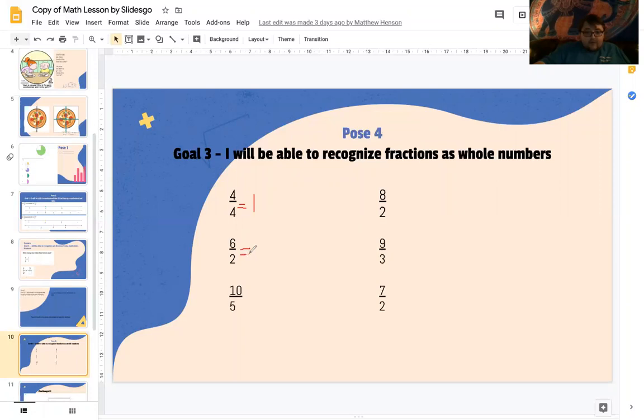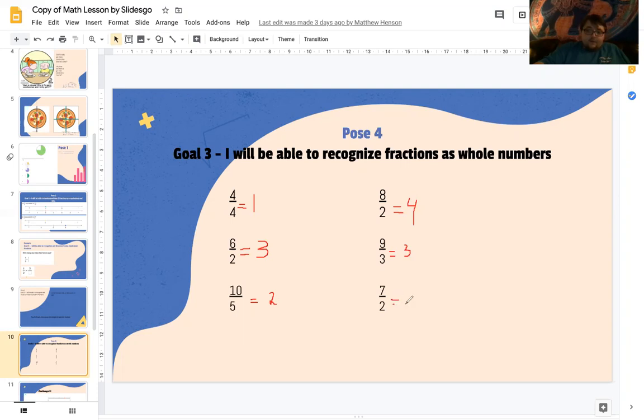Now, when your numerator is larger than the denominator, you can just divide it. So 6 divided by 2 equals 3. Whoa, let me actually rewrite that one. All right. 10 divided by 5 is 2. 8 over 2 would be 8 divided by 2, which is 4. 9 over 3, which could be 9 divided by 3, equals 3.